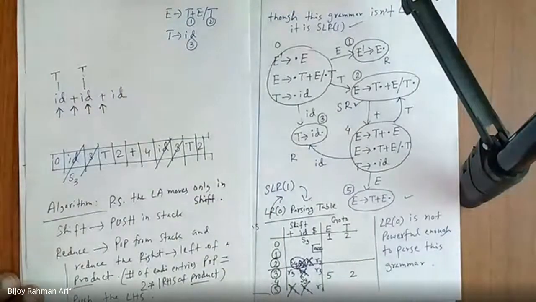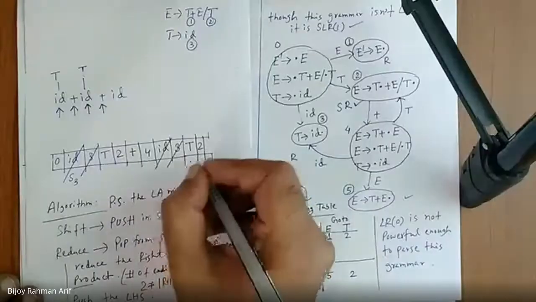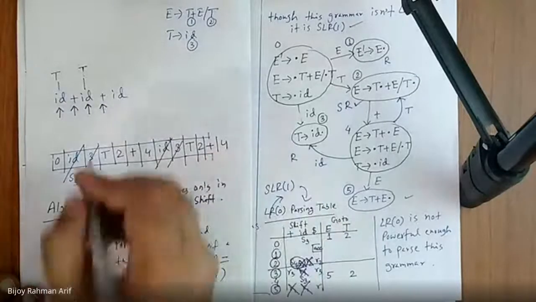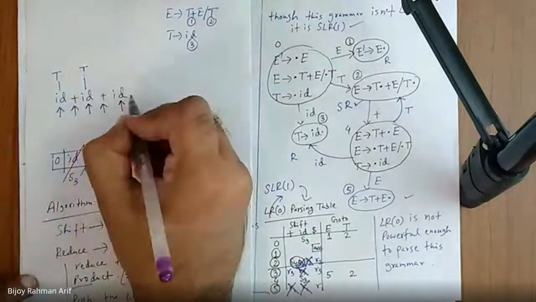What is the entry? It's shift 4, sir. Shift 4. So I'm going to push. I'm going to state number 4. So the look ahead is going to move. Now we know that at the end of the string there is a dollar.